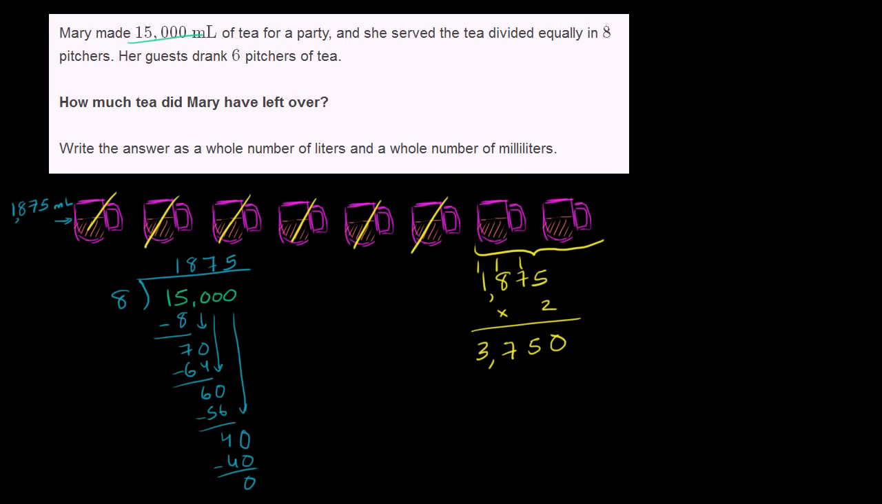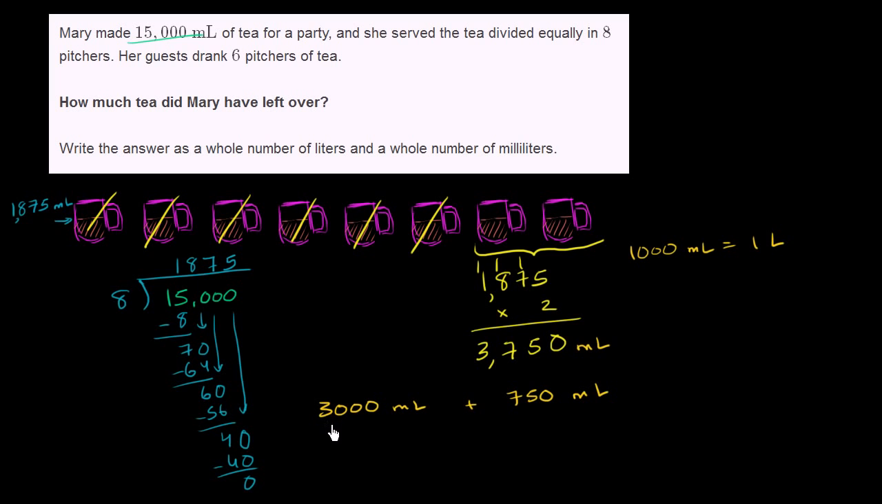Now they want our answer in terms of a whole number of liters and a whole number of milliliters. And we just have to remind ourselves that 1,000 milliliters is equal to 1 liter. So you could rewrite this. This is the total number of milliliters that she's left with. We could rewrite this as 3,000 milliliters plus 750 milliliters.